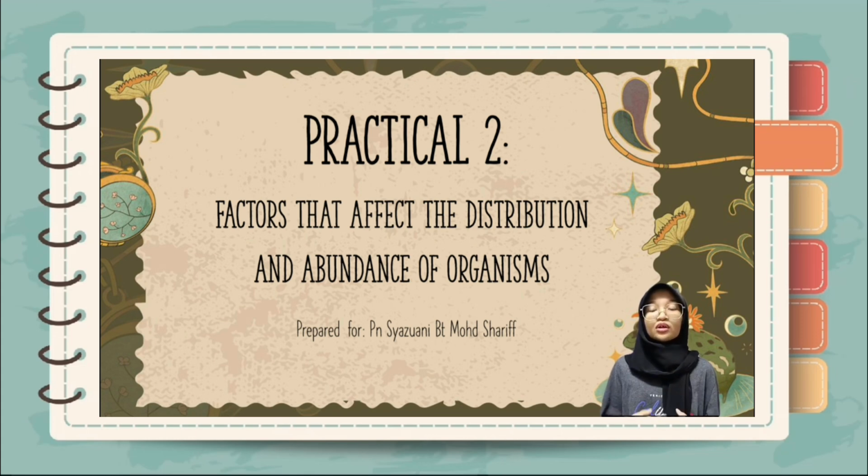So for practical 2, we did an experiment to find out the factors that affect the distribution and abundance of organisms.